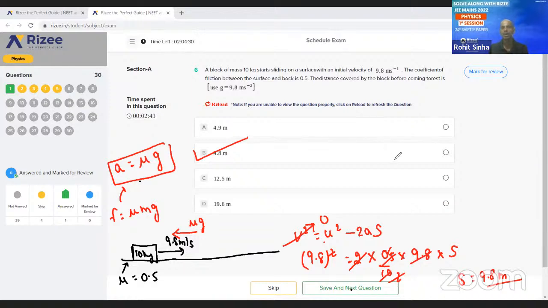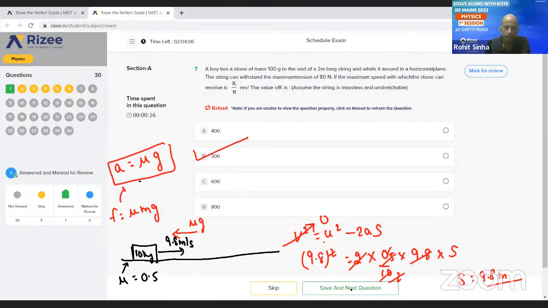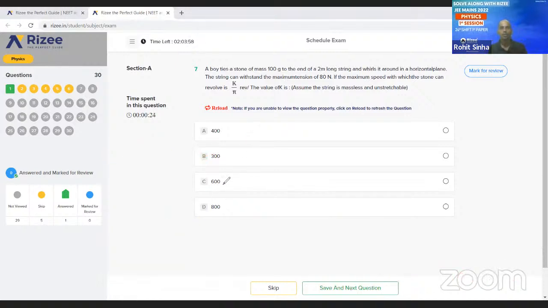Anyone, any problem till now? Okay, now let's move further. Let me remove this. Now the question is given. You should try this question.